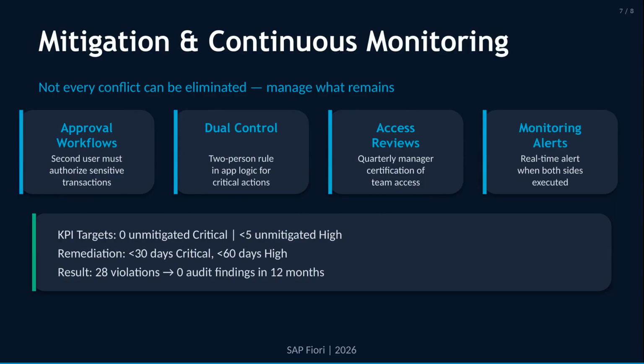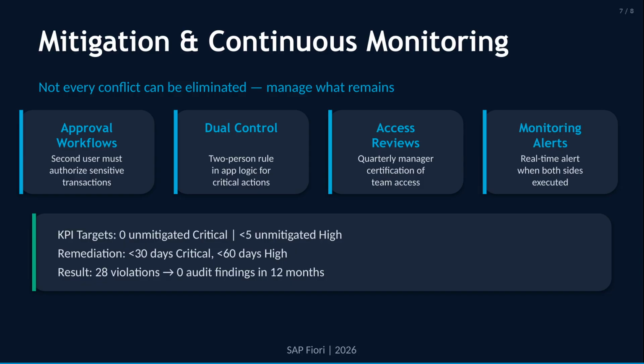Not every SOD conflict can be eliminated. Some organizations legitimately need users with overlapping access. For these cases, mitigants are required. Common mitigation controls for Fiori include approval workflows that require a second user to authorize sensitive transactions, dual control configurations in the app logic, periodic access reviews where managers certify that their team's Fiori access is still appropriate, and monitoring controls that trigger alerts when a user performs both sides of a conflict within a defined time window.